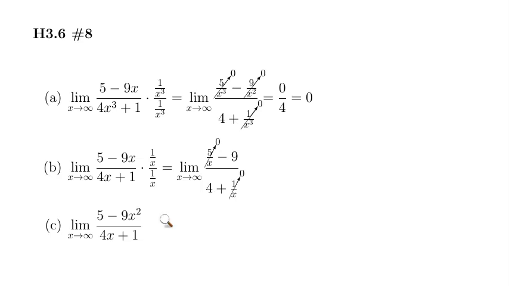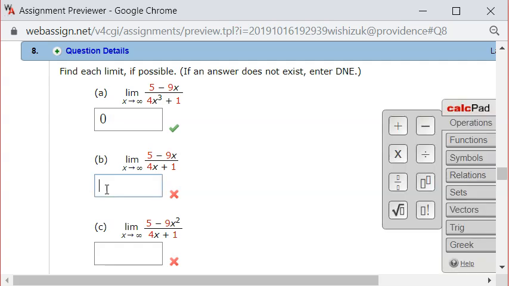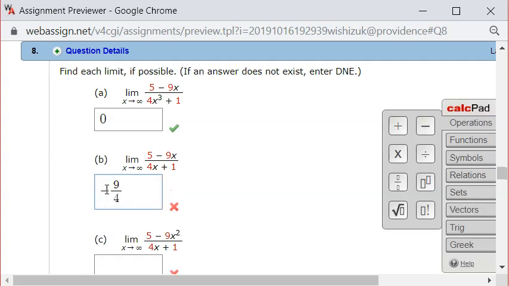All right, then you can see that what's left is negative 9 on top and a positive 4 on the bottom. So the answer is negative 9 over 4. All right, so that is the limit. So let's type it in. All right, so we got the answer to be negative 9 over 4. All right, let's check the answer.